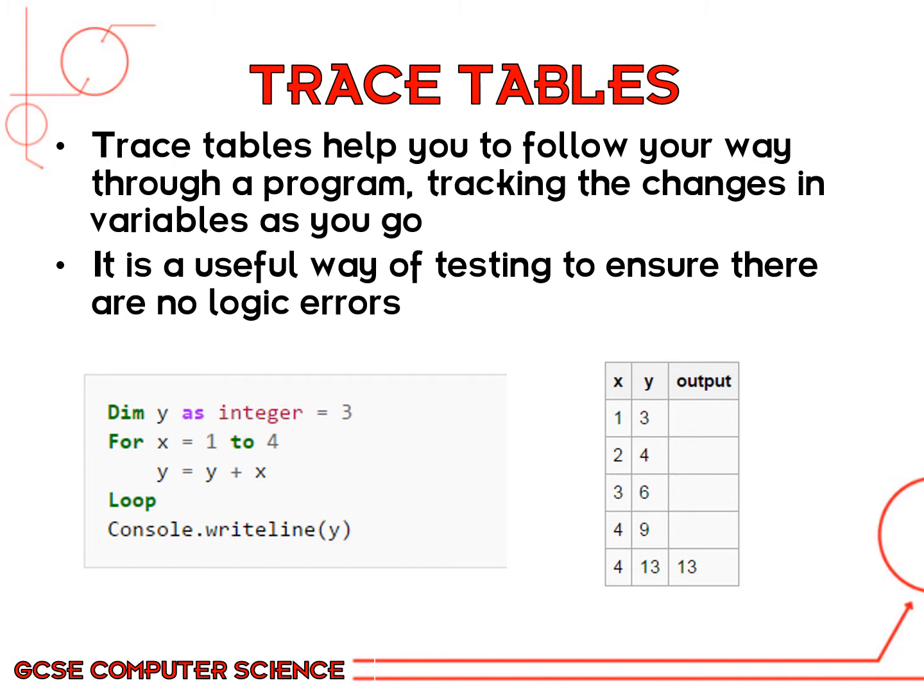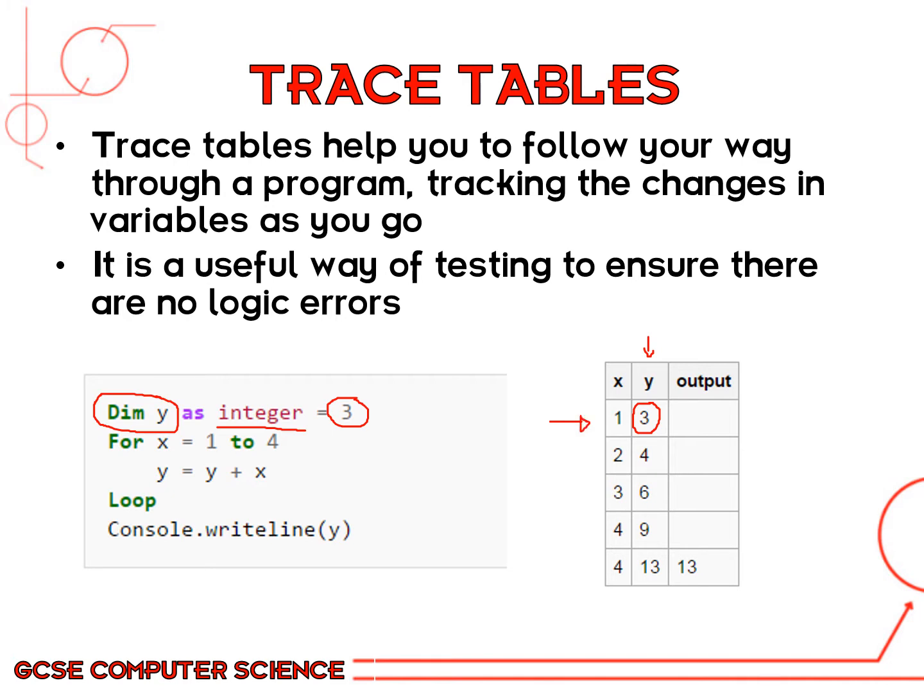This little example of a trace table shown on this slide is linked to this Visual Basic program on the left. It might not automatically make a lot of sense to you because you might not have used Visual Basic before, but Dim y is the same as creating a variable in Python, setting it as an integer and setting it as the value 3. So in our trace table, in our first column for y, in the first row we've put 3 in because that's its initial state. So this is what is going on at the start.